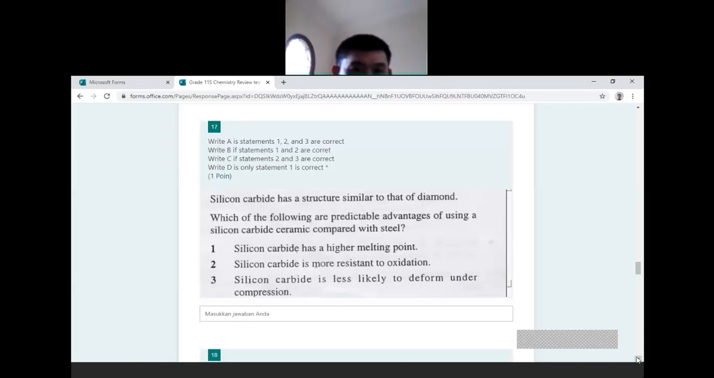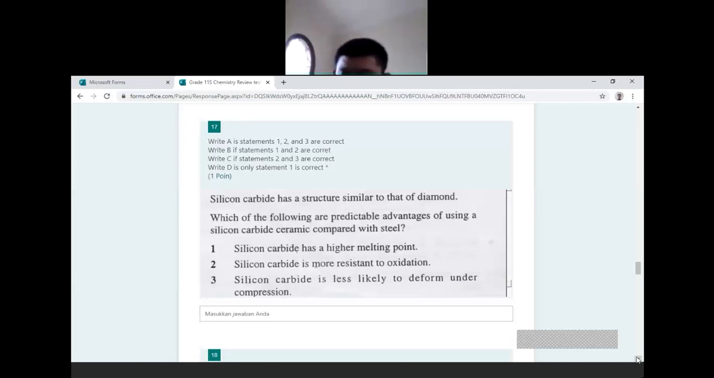Okay, silicon carbide has a structure similar to that of diamond. Which of the following are predictable advantages of using a silicon carbide ceramic compared with steel? As we know, there is information already given as the clue: silicon carbide has a structure similar to diamond. So silicon carbide has a high melting and boiling point, because diamond has a high melting and boiling point, so does silicon carbide.